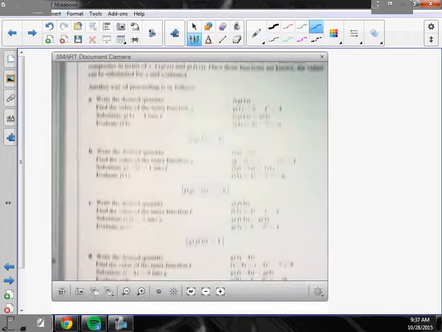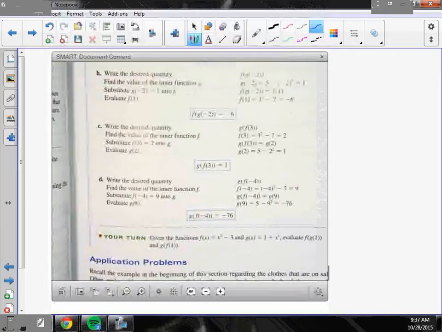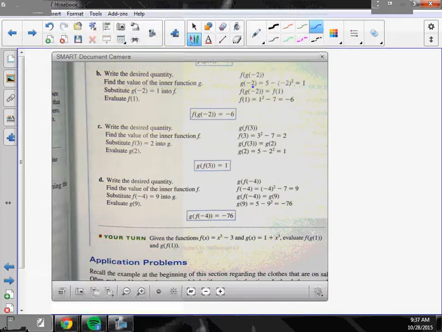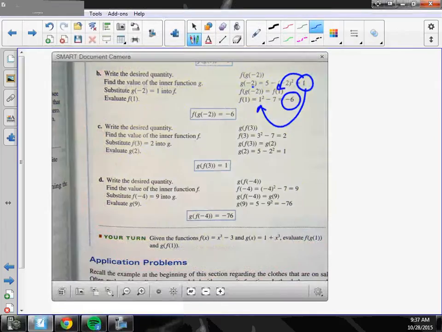So if you look down at letter B, it's the second one. F of g of negative 2, if I plug negative 2 in, 5 minus negative 2 squared, or 4, equals 1. I'm going to take that 1 and stick it into the f function. So into the f function, which is 1 squared minus 7, which is negative 6. Does that make sense? Okay.